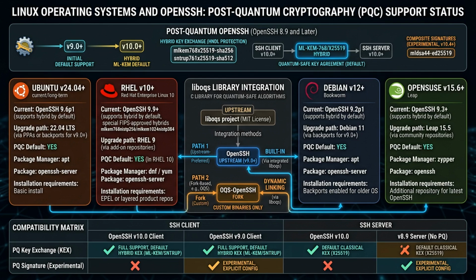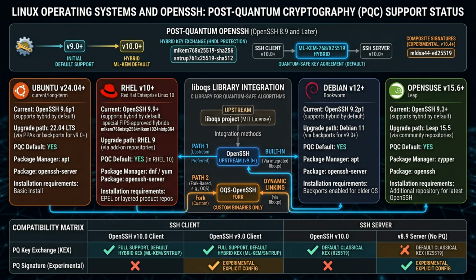Post-quantum cryptography support is available today. Ubuntu 22.04 and latest support PQC, RHEL 9 and latest support PQC, Debian 12 and latest support PQC, OpenSSH version 8.9 and latest support PQC. This is not future technology. This is available right now.